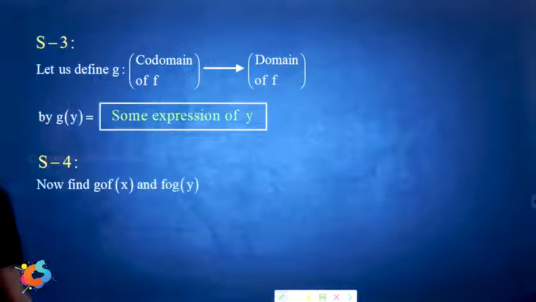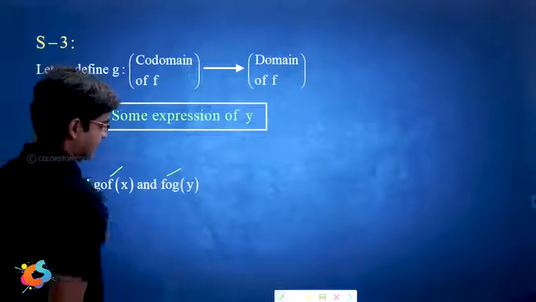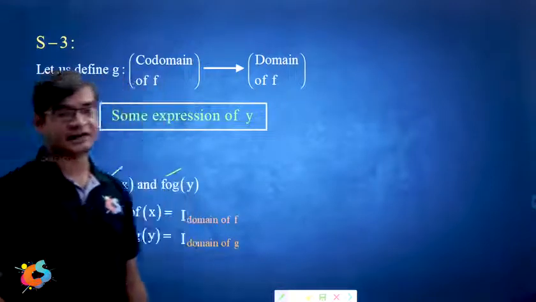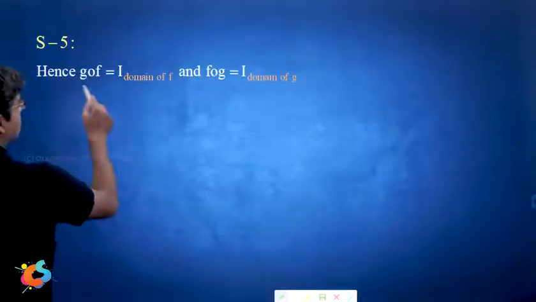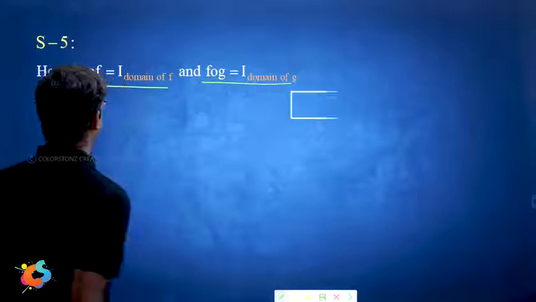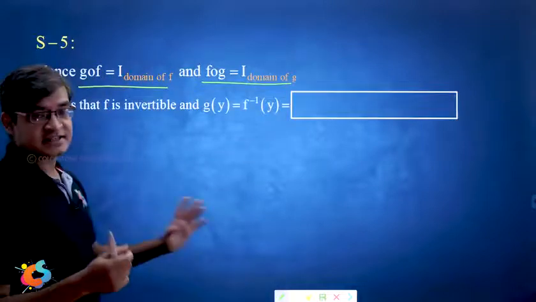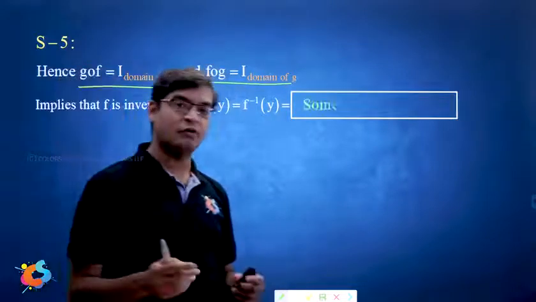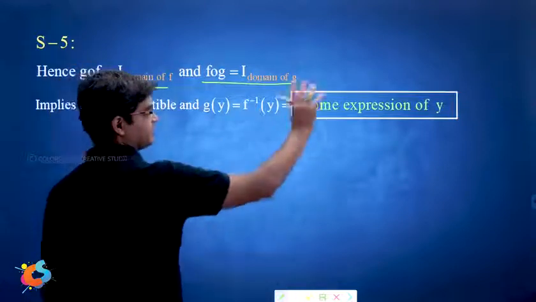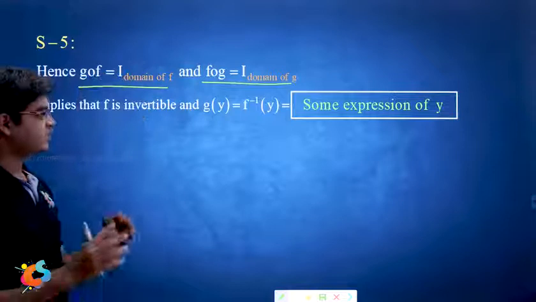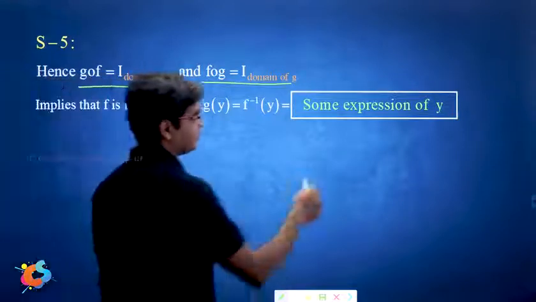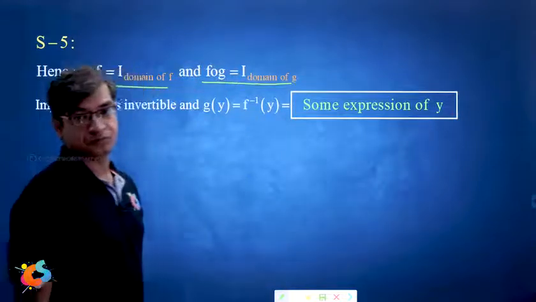Next, after that, step 4: find the composite function and prove that these two are identity functions. Hence, because you got the composite function to be the identity function, it implies that f is invertible and g of y is equal to whatever expression of y you got in steps 2 and 3. Write it here. So in the previous question, we got (y minus 3) divided by 4.